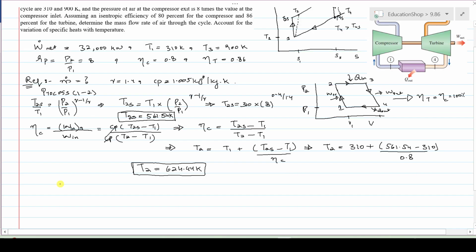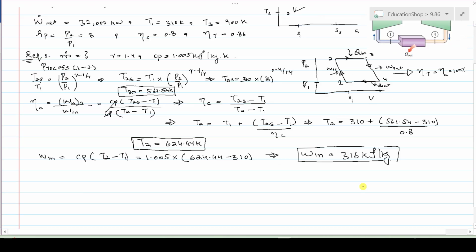Now the actual work input required in order to run the compressor is equal to Cp times (T2 minus T1). The Cp value is 1.005. After solving this on calculators, you will get the work input required to run the compressor, that is 316 kJ per kg.